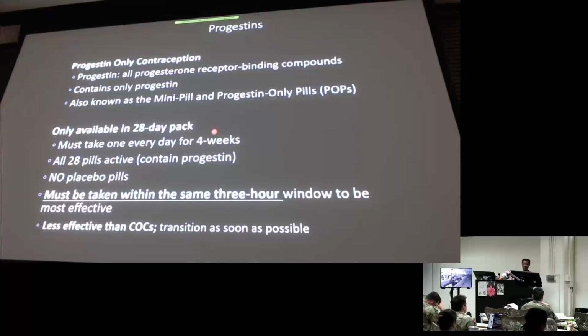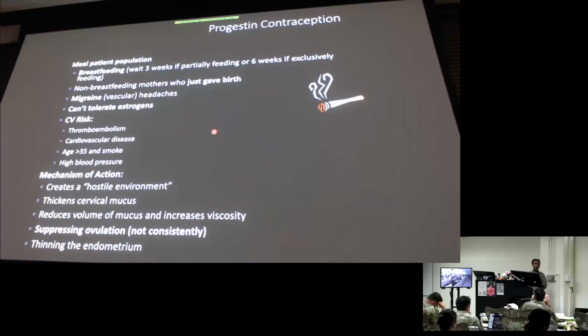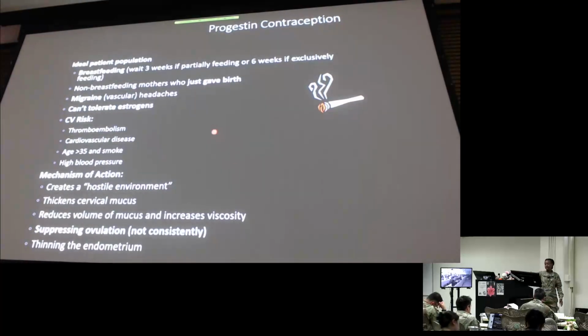Lactation, right? They're breastfeeding, that's when we will put them on these. Okay? Looking at our ideal population, you see here, again, make sure that you put migraine with aura on there. They can't tolerate estrogens for whatever reason. Some people may tell you that they don't want estrogen. Even if you try to decrease the level of estrogen, some people will still be sensitive to them. And so that just means that they can't tolerate them. You can put them on a POP.